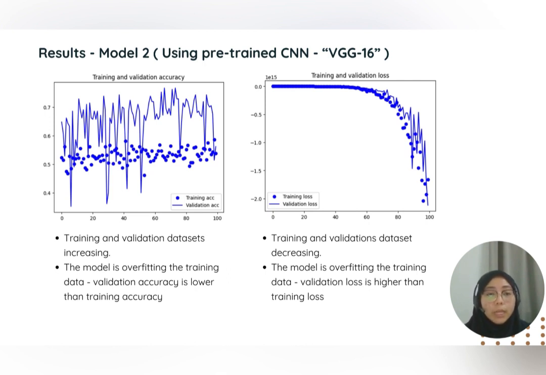And then on the right side are the loss curves that show a decreasing trend for both training and validation datasets. This means that the model is learning from the data and reducing the error. However, the validation loss is constantly higher than the training loss, which suggests that the model is overfitting the training data and not generalizing well to the new data.